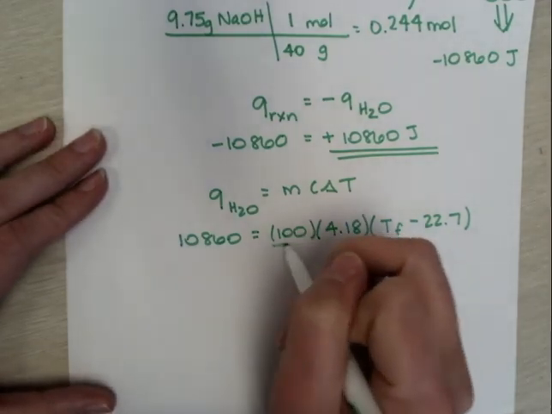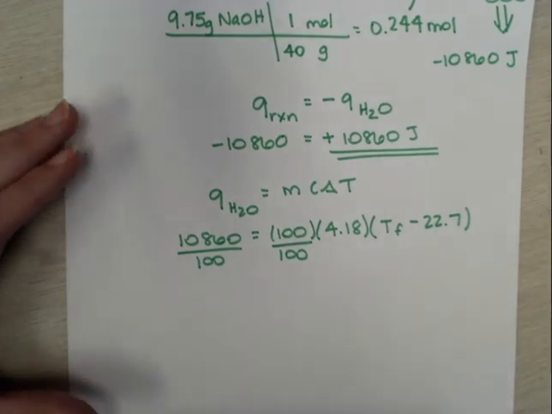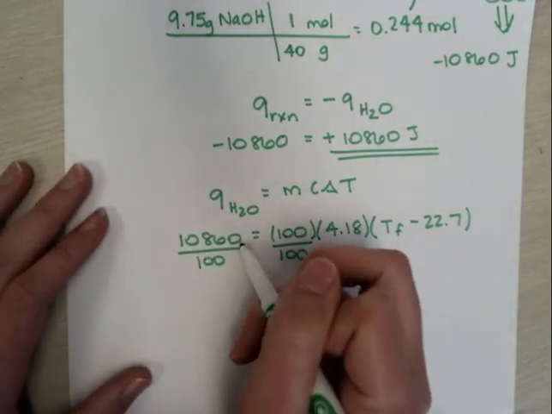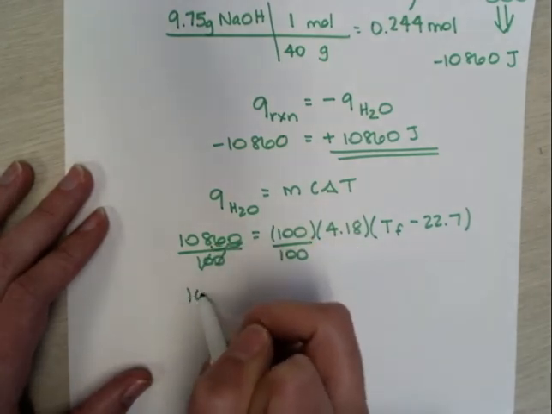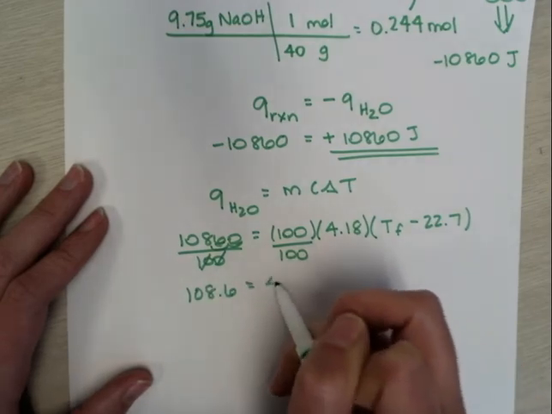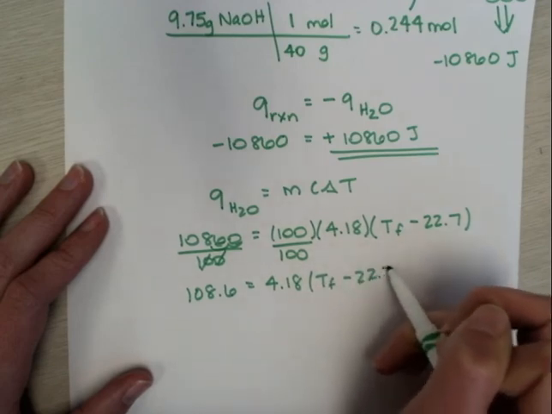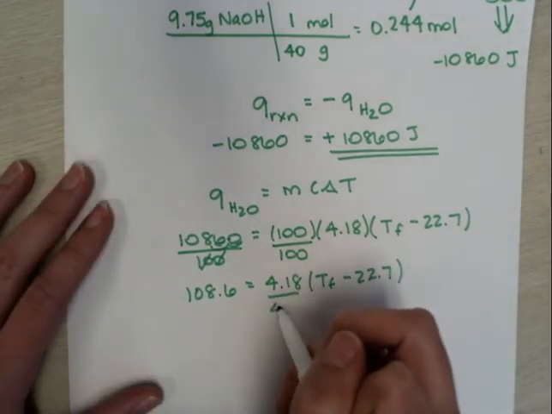What I'm going to do is divide by 100 first because that is just moving the decimal place back 1, 2, right? To get me 108.6 equals 4.18 times TF minus 22.7. I'm not going to distribute because that seems like a waste of time, so I'm also going to divide by 4.18.